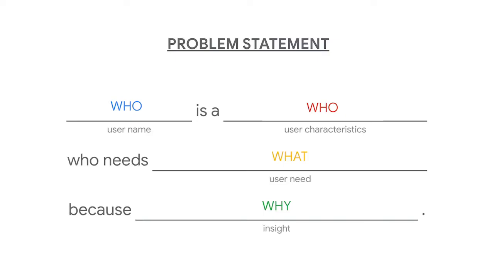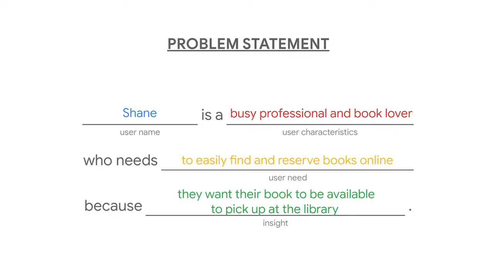Problem statements can be written using a simple formula. Start with the name of the user, add a short description of the user's characteristics, clearly describe the user's need, and explain why the user has that need. In other words, an insight about the user. Let's think about a problem statement for a library website and our persona, Shane. I use Shane's persona details, pain points, user story, and user journey map to create this problem statement. Shane is a busy professional and book lover who needs to easily find and reserve books online because they want their book to be available to pick up at the library.